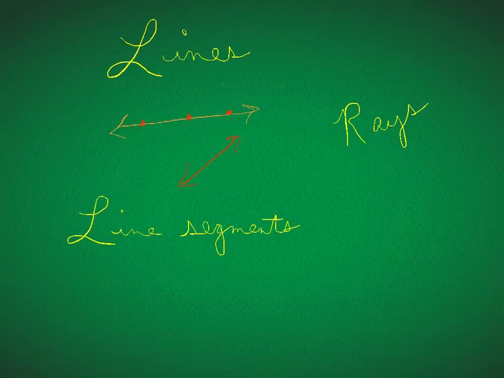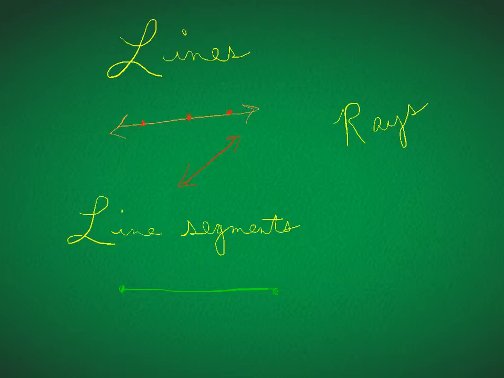Let's go down to the line segment. A line segment is something that has two endpoints. Think of it as that thing that starts and stops with two endpoints, and it does not continue on forever and ever. It just has two endpoints, so it starts and it stops, and it doesn't keep going.